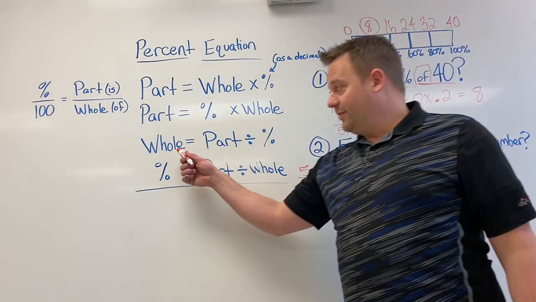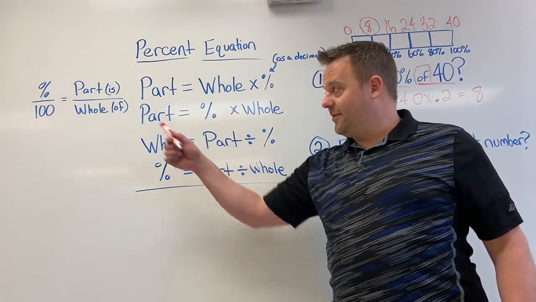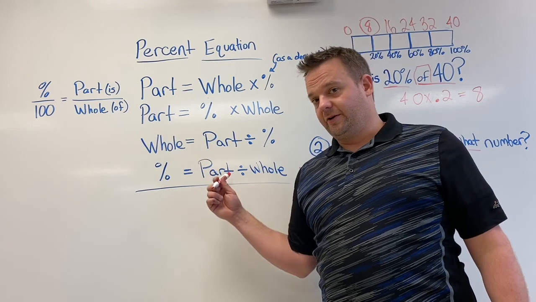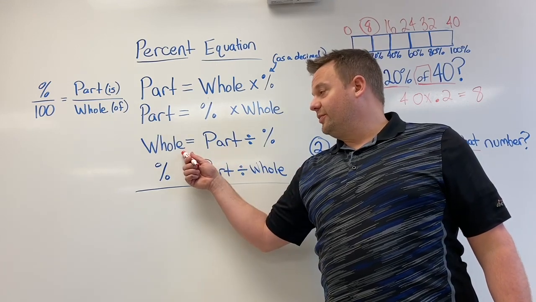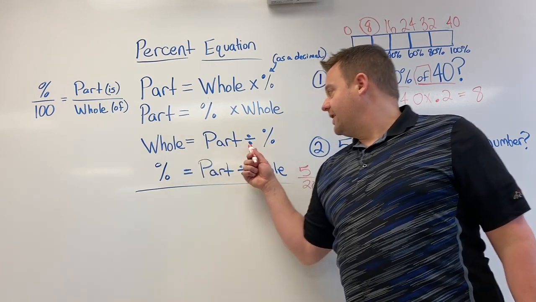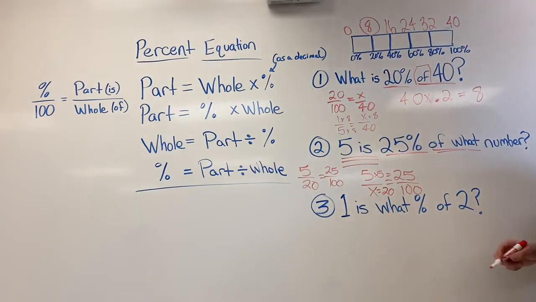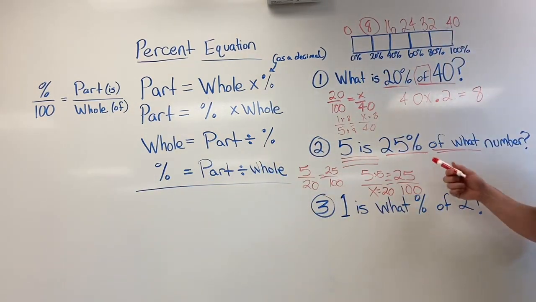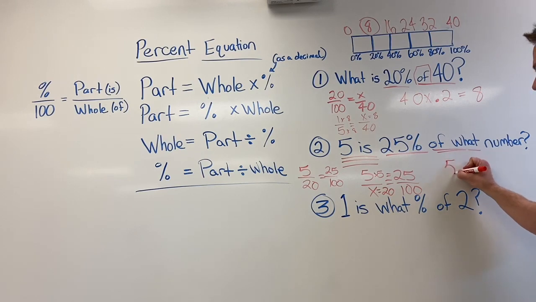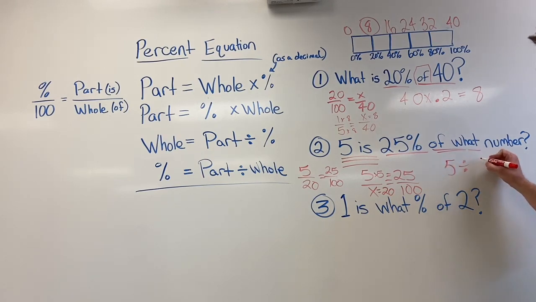Now, you don't have to do both ways, I'm just showing you both ways. You could also do the percent equation, which is the part divided by the percent as a decimal. In some calculators, you can type in 5 divided by 25%. Some calculators don't have the percent key, so I just make it 0.25. 5 divided by 0.25 equals, of course, 20.